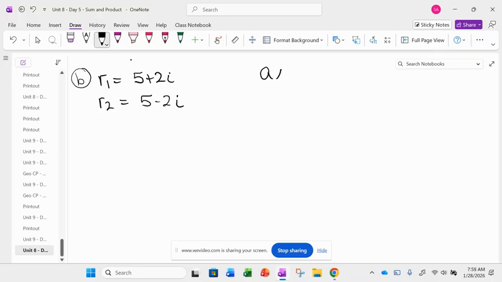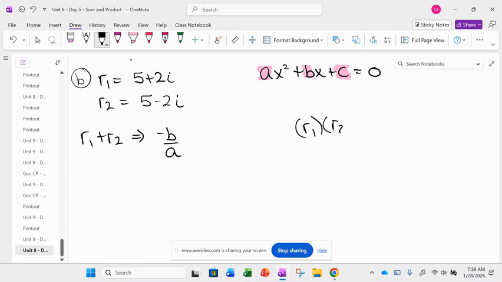So we need ax squared plus bx plus c equals 0. That's what we're looking for, a quadratic equation. So I need a value for a, a value for b, a value for c. Well, we know root 1 plus root 2 gives us negative b over a. And we know root 1 times root 2 gives us c over a. So I'm going to use those two formulas.